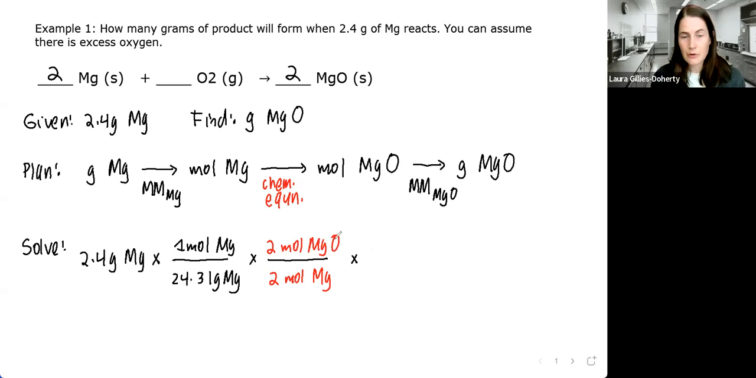So if we stopped here, we would have calculated how many moles of magnesium oxide we could make, but we want to go all the way to grams. So we need to use the molar mass of magnesium oxide. So 1 mole of magnesium oxide, and we've got to calculate that molar mass. So we're going to take the mass of magnesium, 24.31, plus the mass of oxygen, 16, to get 40.31 grams. Okay, so now we're set up.